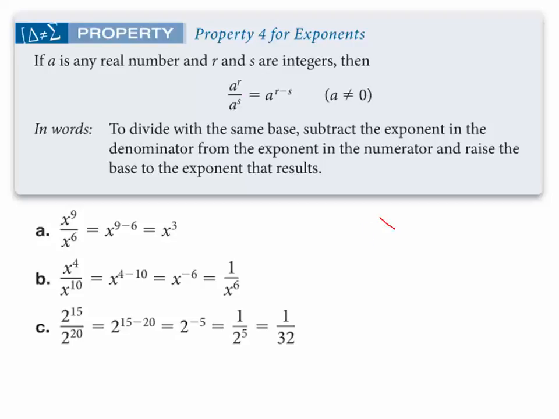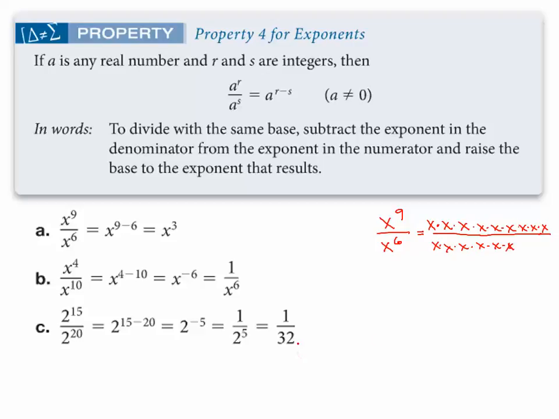Let's go with x to the 9th divided by x to the 6th. I'm going to explain where this rule comes from here. If you have x to the 9th divided by x to the 6th, doesn't that mean that you have 9 x's here, right? 1, 2, 3, 4, 5, 6, 7, 8, 9. X to the 6th means you got 1, 2, 3, 4, 5, 6.